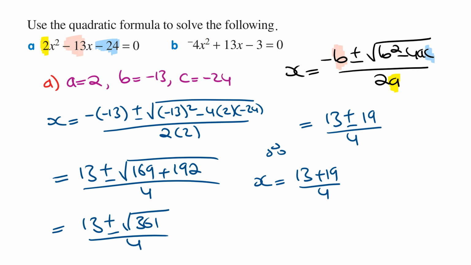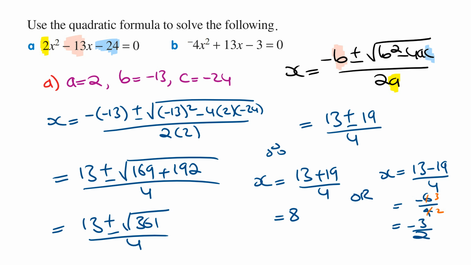13 plus 19 is 32, and 32 divided by 4 is equal to 8. So x equals 8. The other solution is x equals 13 minus 19 divided by 4. 13 minus 19 is minus 6, so this is minus 6 on 4. Simplifying this, it becomes minus 3 on 2. And so the two solutions for part A are x is equal to 8 and x is equal to minus 3 on 2.